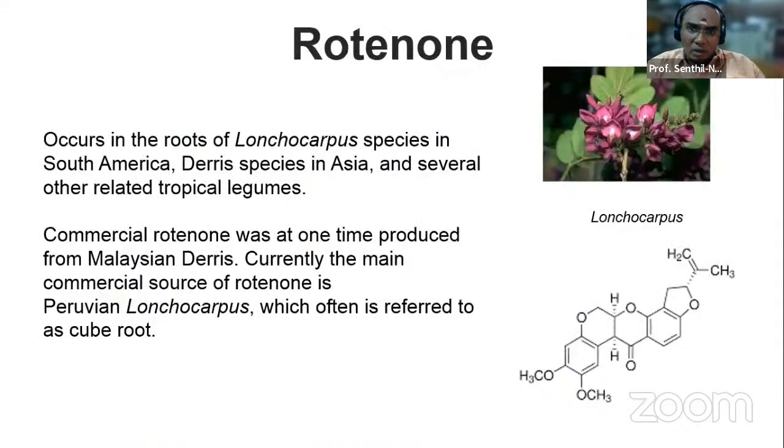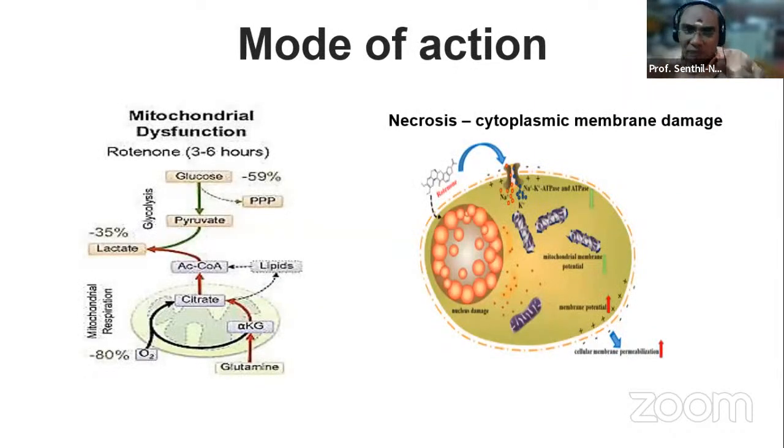So here, rotenone occurs in the roots of Lonchocarpus species in South Africa in olden days. Commercially, rotenone was at one time produced from the Malaysian derris. Currently, the main commercial source of rotenone is Peruvian Lonchocarpus. That is available always, right? So throughout the year. And the mode of action is always mitochondrial inhibition. And also necrosis is the second most important, cytoplasmic and membrane damage. So the basic metabolism is impaired while you are spraying a particular type of botanical.